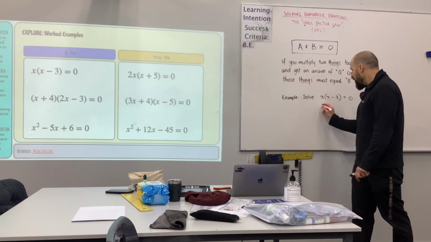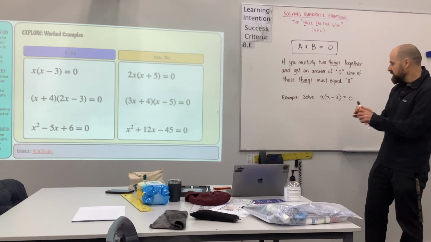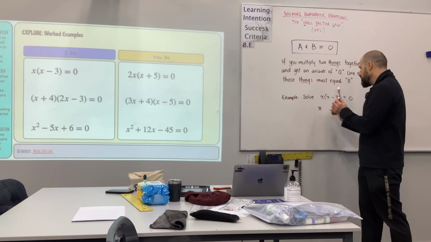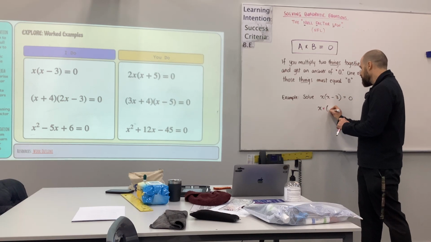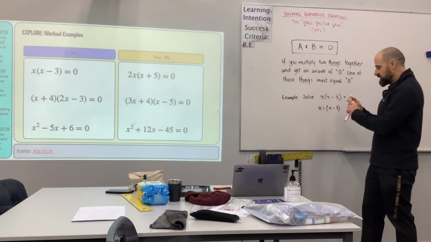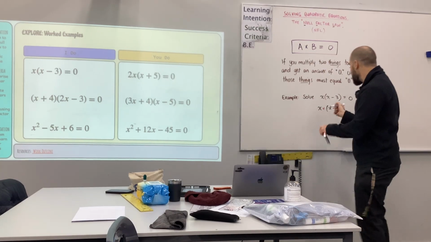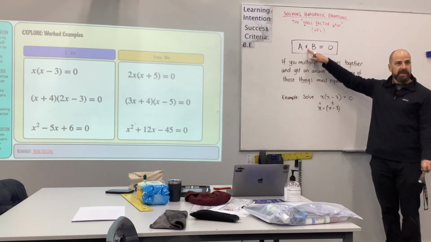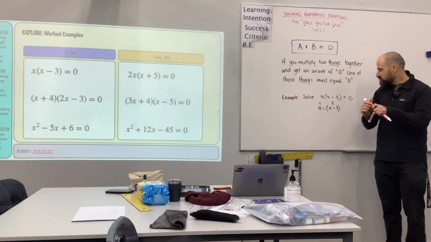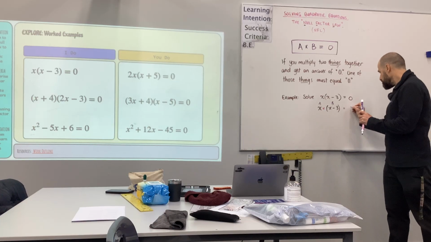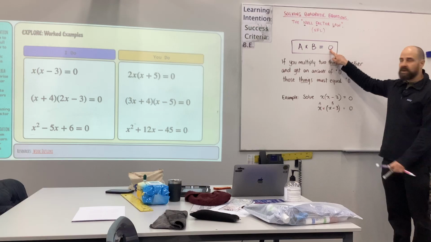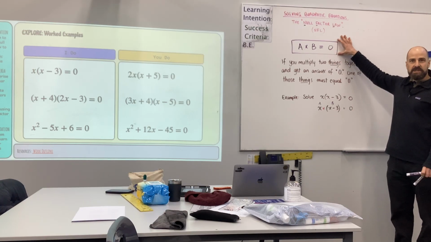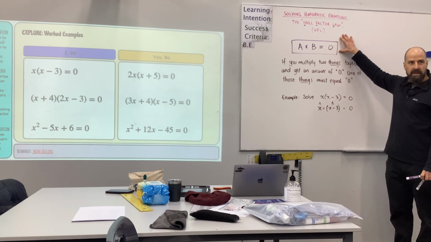The reason why we're going to do that is because of two things. One, I have two things being multiplied together, because in between this bracket is a little times sign. So I have my A being multiplied with my B. I've got this going on the left-hand side, and on the right-hand side, I've got an answer of 0. Our equation is set up like this, so we can use the null factor law to solve it.